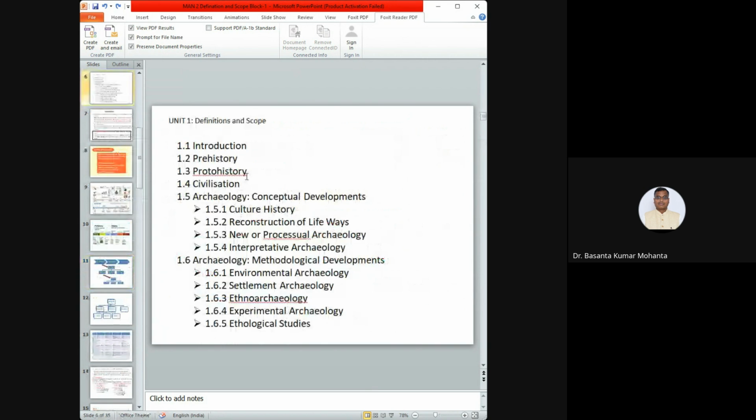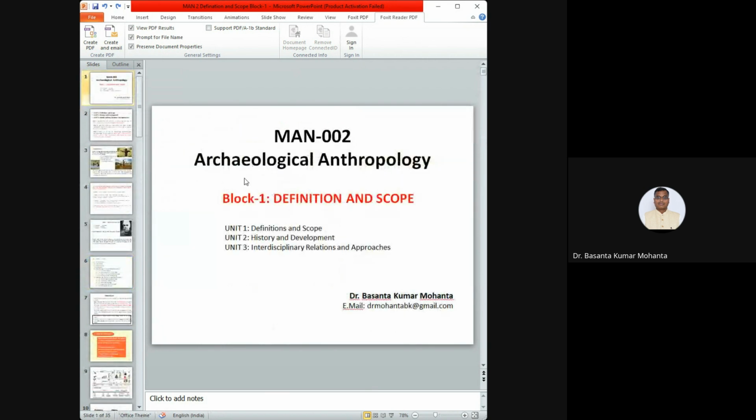So from this discussion of archaeological anthropology, that is block one, definition and scope, we can conclude that we have learned something related to the meaning, concept, and definition of archaeological anthropology, their relationship, their scope, their historical development, the evolution of archaeological anthropology, and their relationship with other subjects. So this is all about archaeological anthropology.